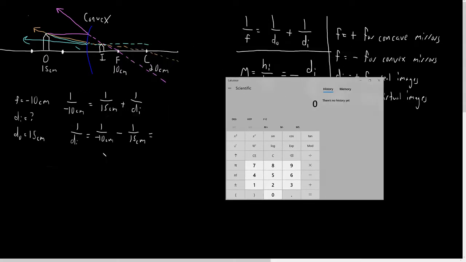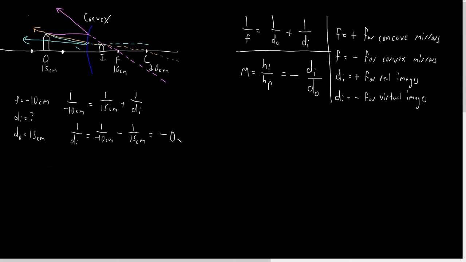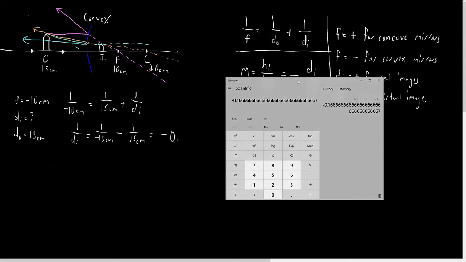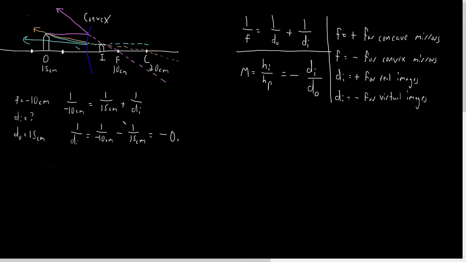Yeah, watch me prove that wrong. All right, so let's go 1 divided by negative 10. All right, already messed up. Open parentheses, 1 divided by 10 negative, close parentheses, minus parentheses 1 divided by 15 equals. All right, so over here, I got that to equal negative 0.167. Let's just round it to that.